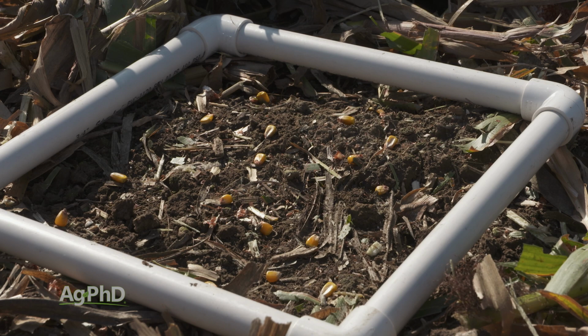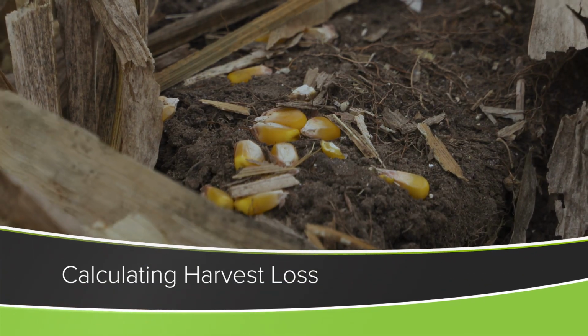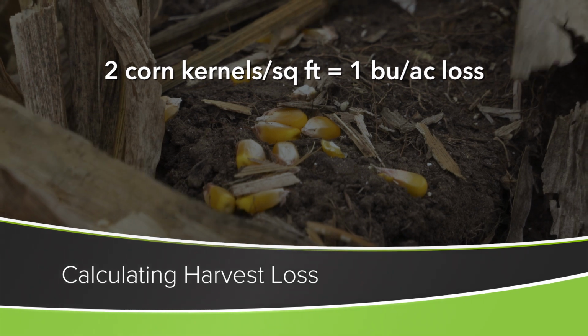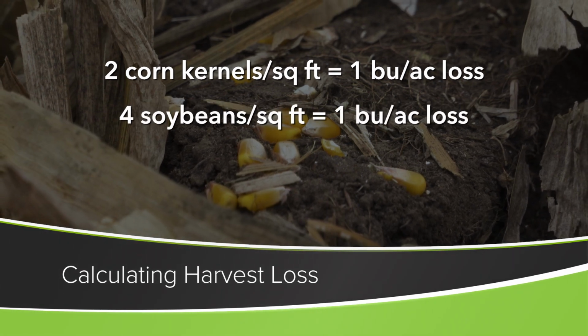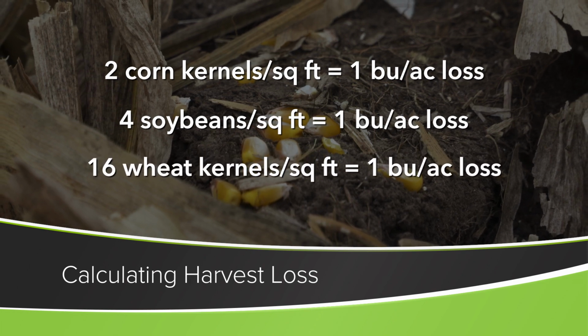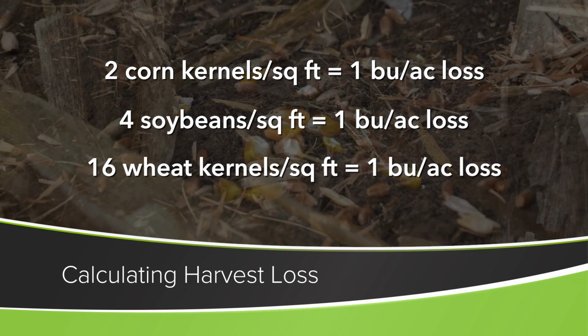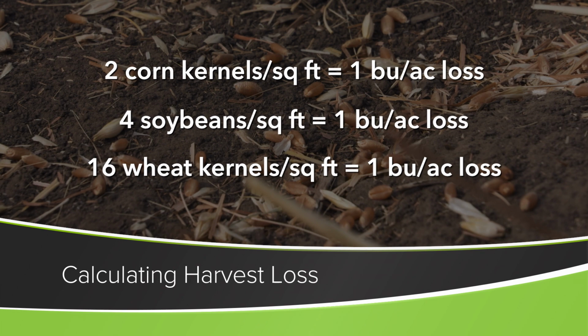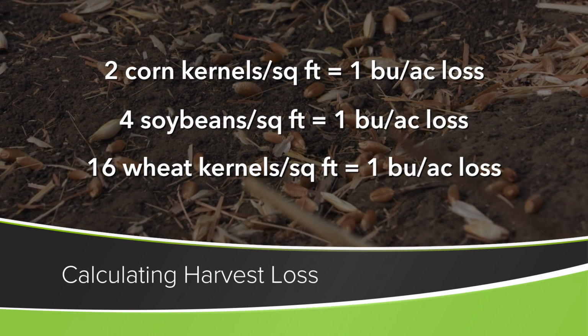Now let's go back to those numbers that I mentioned earlier, 2, 4, and 16. You want to keep that in mind because 2 kernels of corn equals 1 bushel. 4 soybeans per square foot equals 1 bushel, or 16 kernels of wheat per square foot equals 1 bushel. So 2, 4, and 16 are the key numbers for the 3 major crops in the United States.